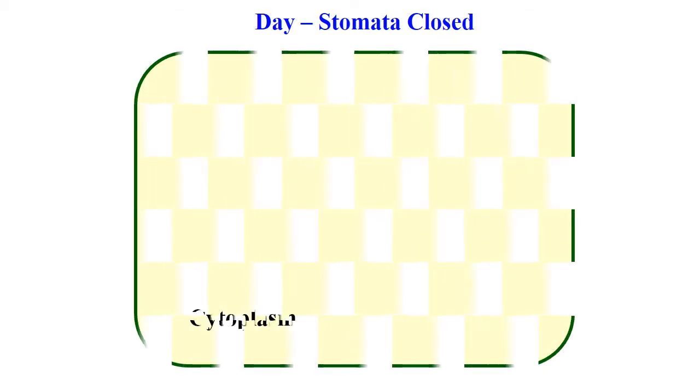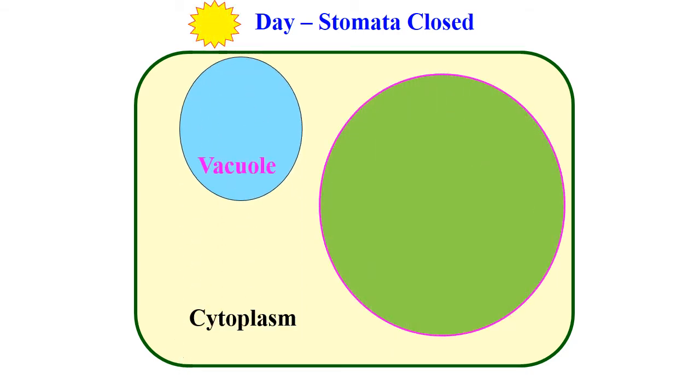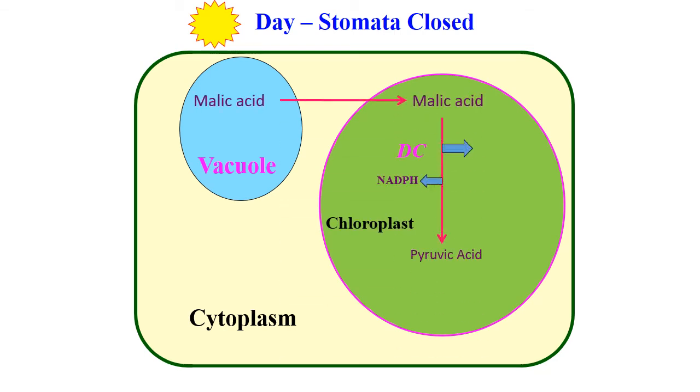During daytime, when the stomata are closed, the deacidification process occurs. Here, the malic acid stored in the vacuole enters into the chloroplast, where it is decarboxylated and forms pyruvic acid with the help of the enzyme decarboxylase. The carbon dioxide released during this process enters into the Calvin cycle and is fixed. Later on, this pyruvic acid helps in the formation of starch.